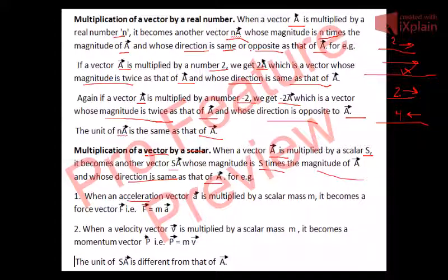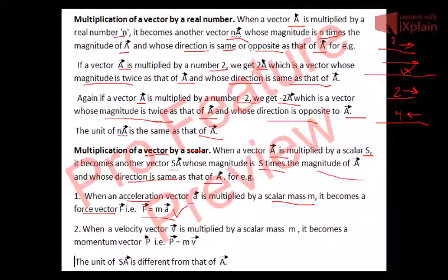For example, acceleration A: we know that acceleration is a vector, it has both magnitude and direction. If we multiply it by a scalar, mass m, what do we get? We get a force, that is another vector F. So F is equal to m into A. So when a vector A is multiplied by a scalar mass m, we get force F.